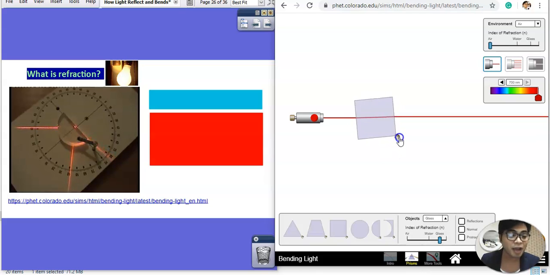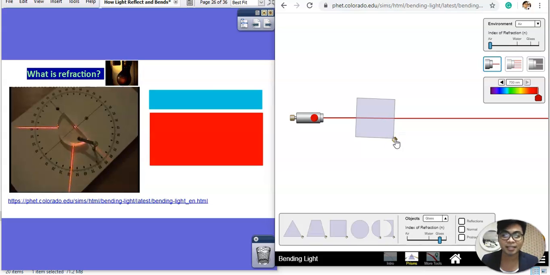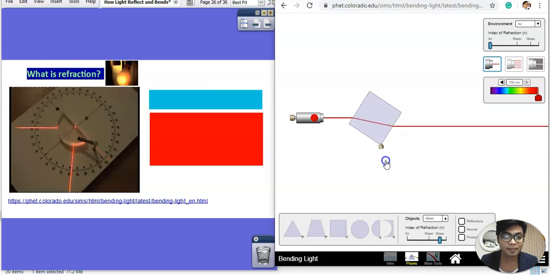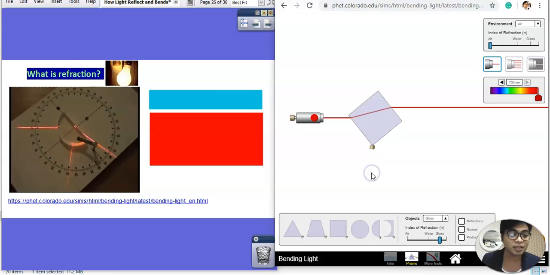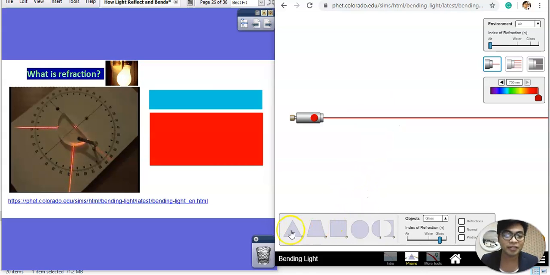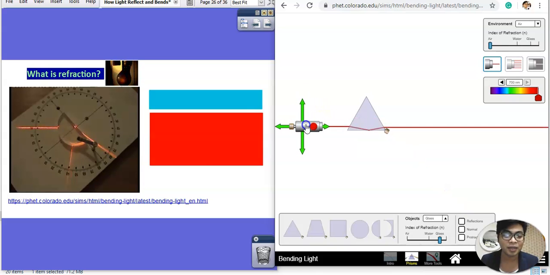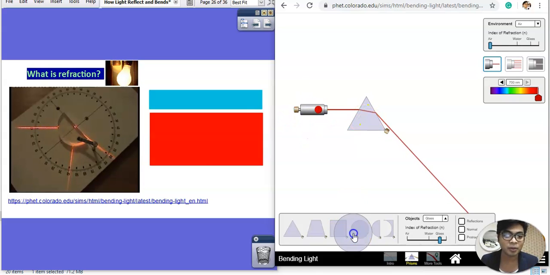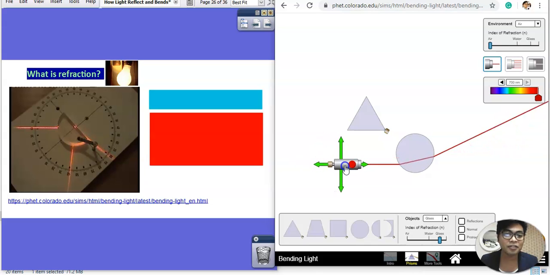They say that light travels in a straight line, which is identified by this. However, if I put it this way, what happens to the light now? The light tends to bend. We'll use a different kind. I'll use a triangular one. Look at what will happen. Let's put a circle right over here, and another one right over here. So, what have you observed? We call this refraction.